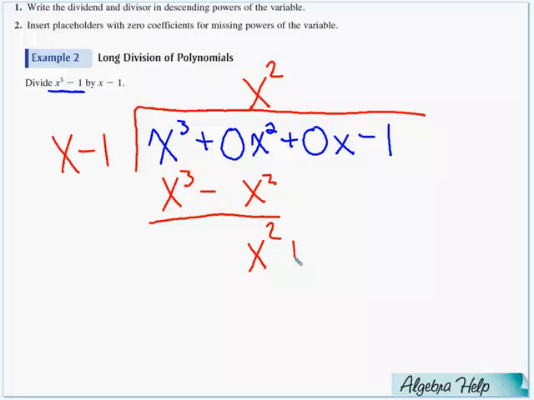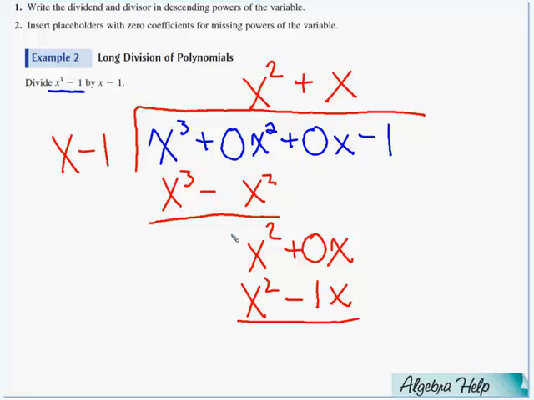Bring down the next term, plus 0x. So what times x is x squared? That's got to be a plus x. So we have x times x is x squared. X times minus 1 is minus 1x. Subtract. 0 minus a negative 1 does turn that into a positive 1x, and we bring down the next term, minus 1. That perfectly matches our divisor, so plus 1. 1 times this is exactly equal to this. So we have no remainder. It divided in there perfectly.